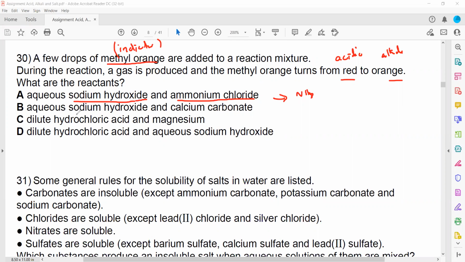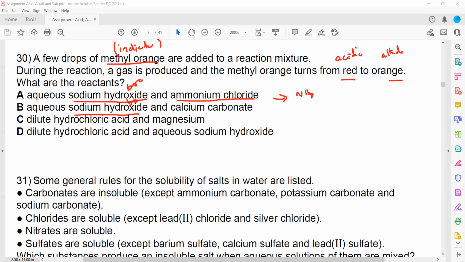So why can B not be an answer? Again, sodium hydroxide means it is a base. In a base, methyl orange is originally orange in color, but in the question they mentioned methyl orange was red, then it changed to orange. So originally there should be acid. That's why A and B cannot be an answer. We are left with C and D.